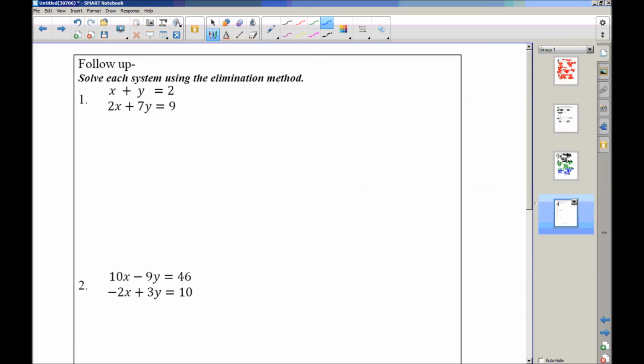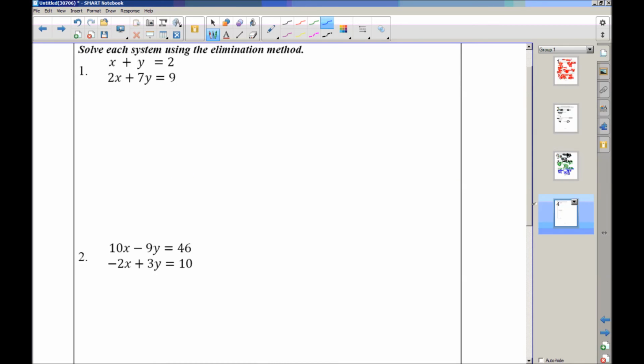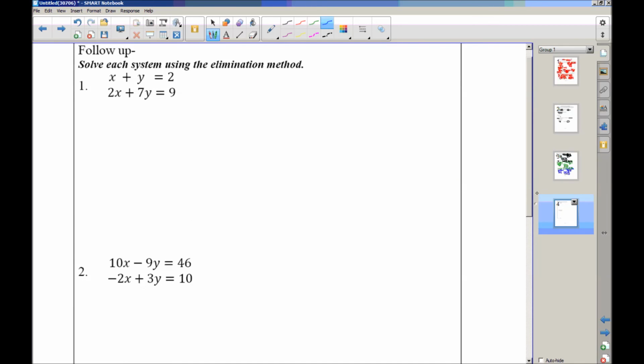And on our last page, you have a warm-up or follow-up here. There are 2 problems. The key is down below, but try them yourself first. See if you can match the key.